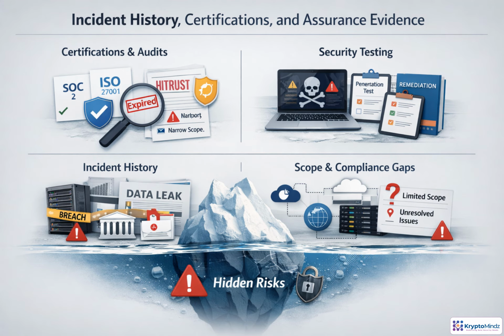Assurance evidence only helps when it proves the vendor's actual service is controlled, tested, and monitored. Request SOC 2 Type 2, ISO 27001, HITRUST, penetration test summaries, vulnerability results, and remediation proof when relevant. Then inspect the details: scope, dates, findings, subprocessors, locations, and refresh cycles. A clean certificate can still hide risk if it is expired, excludes the AI environment, or leaves incidents and corrective actions unresolved.